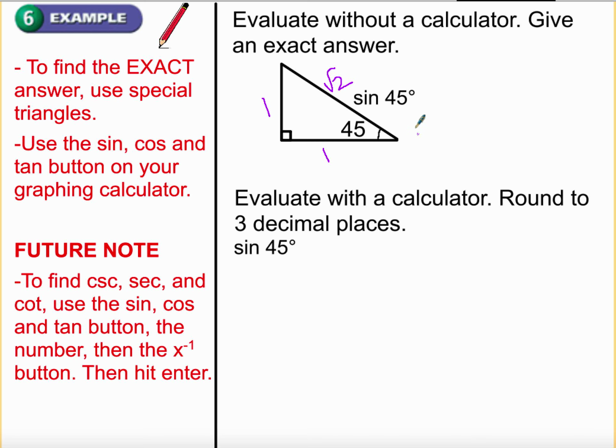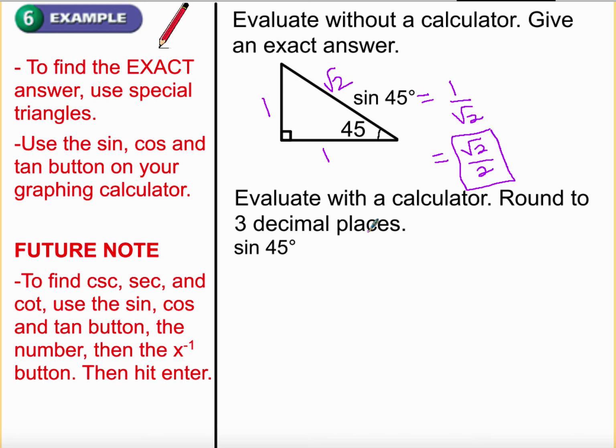So the opposite side here from angle 45 is 1, and your hypotenuse is the square root of 2. Of course, we're going to rationalize this denominator, and that's going to give me the square root of 2 over 2. That is my exact answer. It's perfect. There is no rounding happening at all.